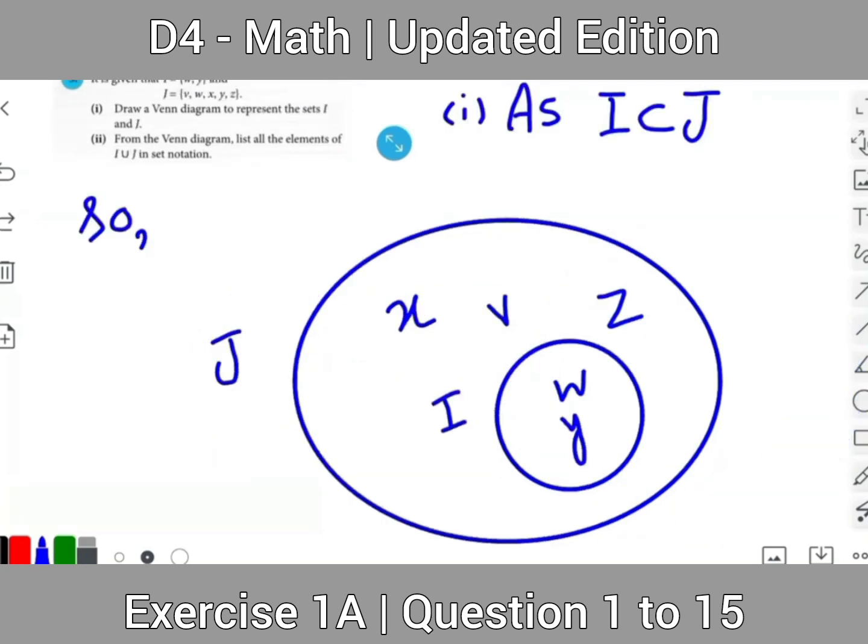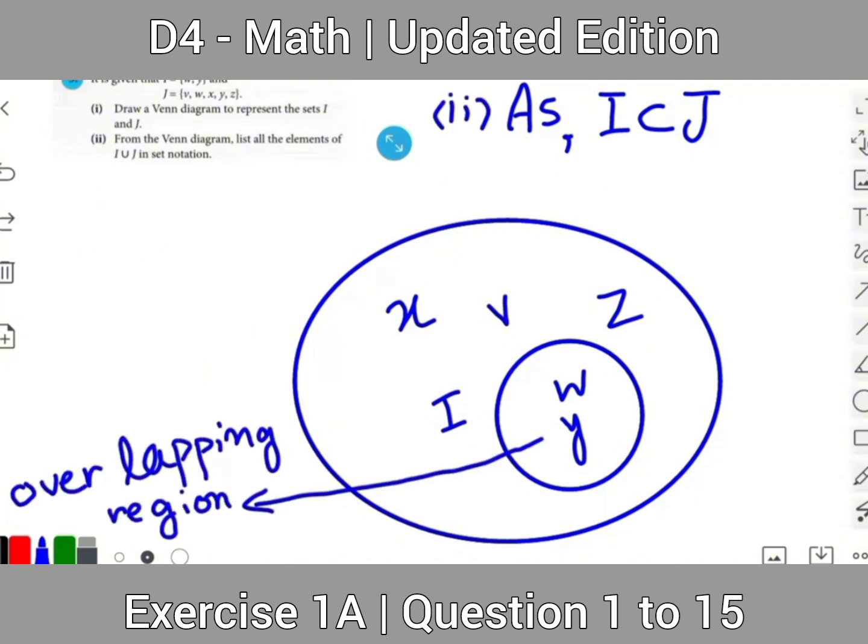The Venn diagram represents the sets I and J. As we can see, I is a subset of J, so we can draw a Venn diagram in such a way that the Venn diagram of set I will be drawn inside the Venn diagram of set J. So what is the overlapping region in this case? Here we have the overlapping region.